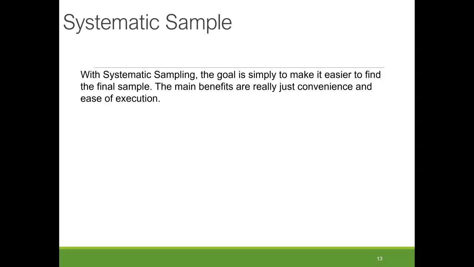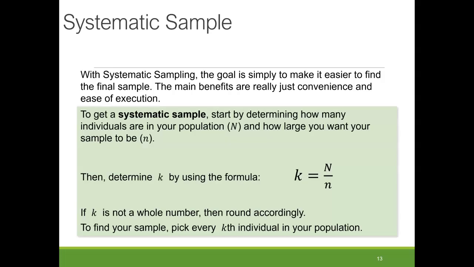Okay, another type of sampling is called systematic sampling. This is different from random sampling. The advantage here is often that it's way easier to do. So in systematic sampling, we're going to start by determining how many individuals are in our population and how large we want our sample to be.